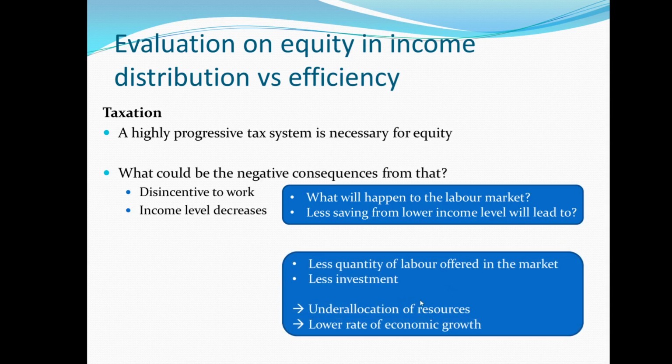So at the end, we will see something like this. If more people don't want to work anymore, and you imagine a PPC, the point that you are at currently might move inwards, because now you have more resources being unutilized. So, under-allocation of resources. And at the same time, there are fewer resources to make output, and there is less investment.